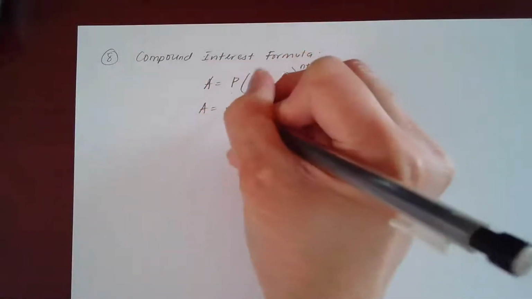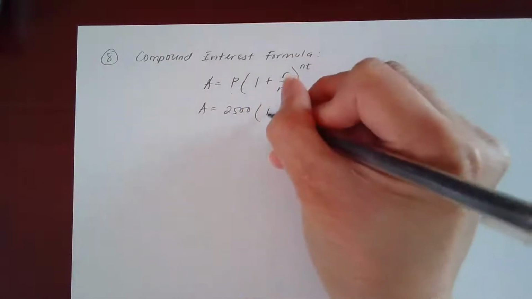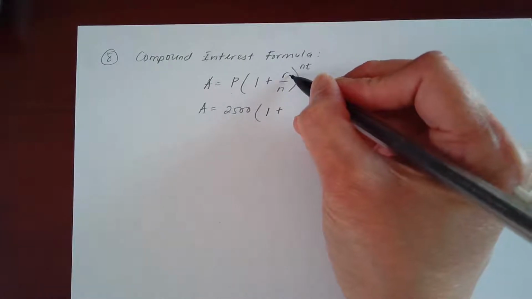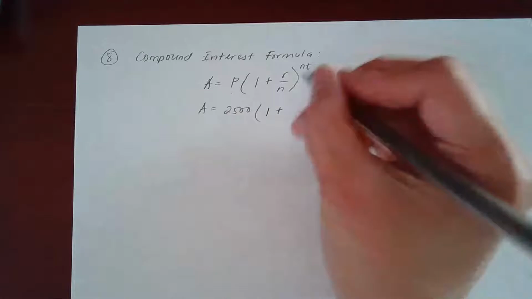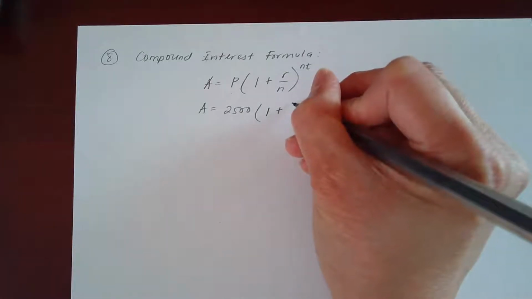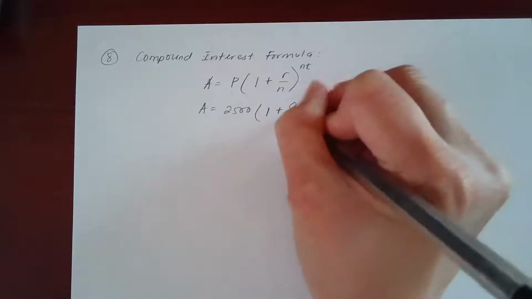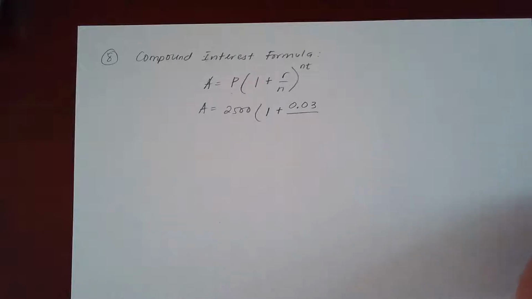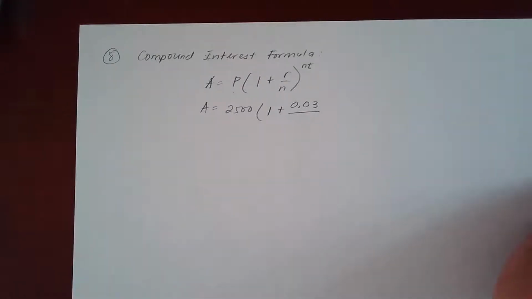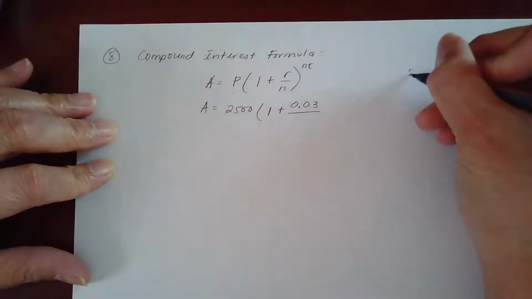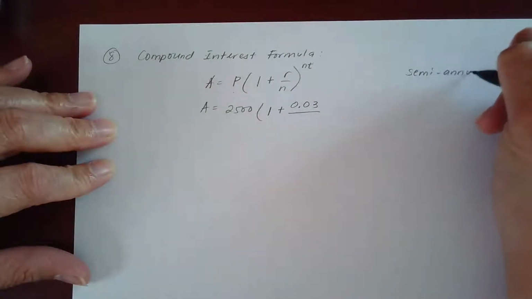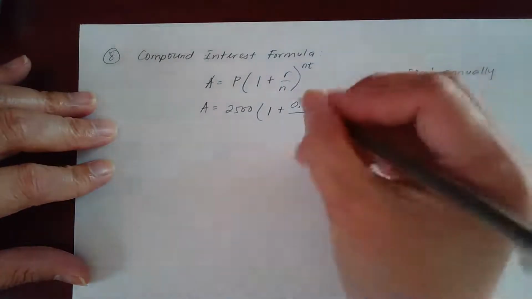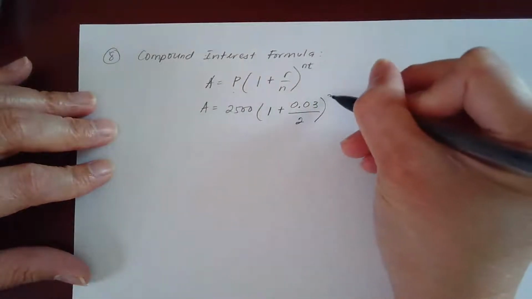So on your question, it says 2,500. That's the principal. 1 is just 1. And then R is the rate of interest. It's 3%. So to be able to use this in the formula, we have to divide by 100. So 0.03 divided by N. N is the number of compounding times per year. Now the compounding is semi-annually, so that means N is equal to 2 times a year. So 2 goes in there.